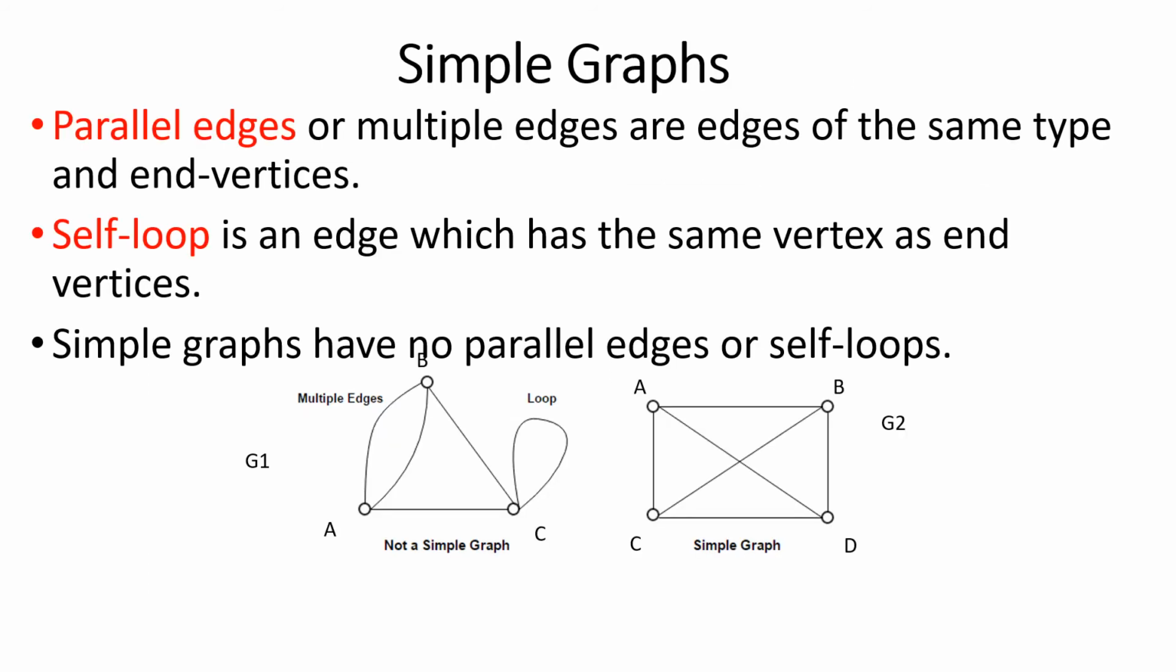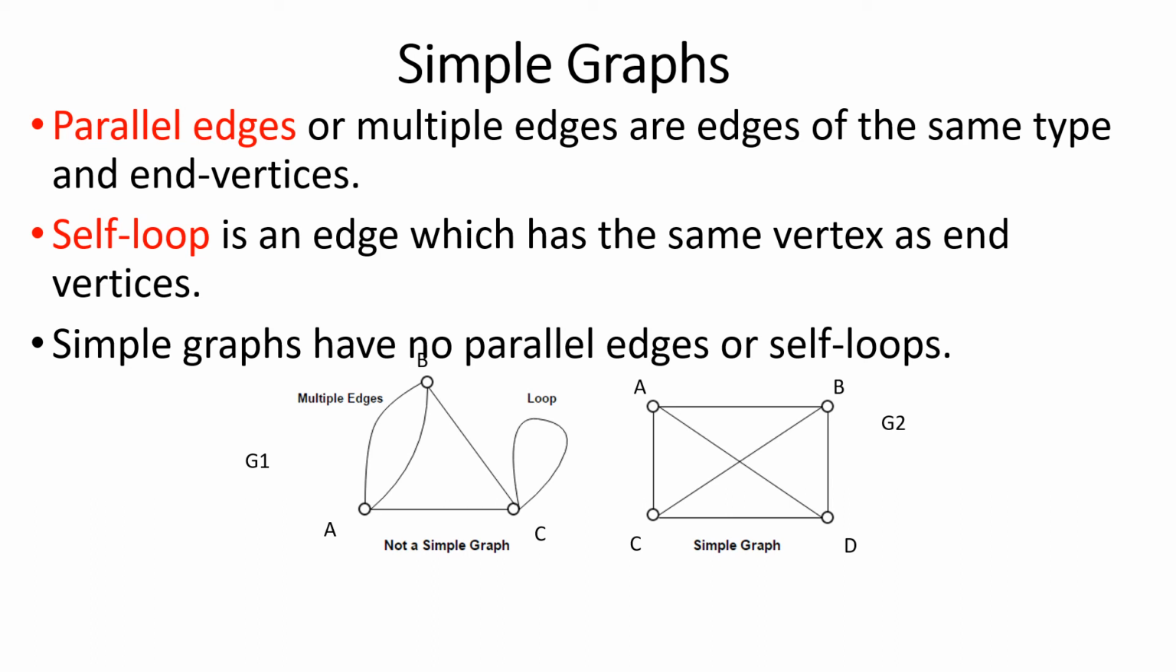Before moving into simple graph, we will first see what a parallel edge is and what a self loop is. In the graph G1, the vertices A and B are connected by multiple edges. As it is an undirected graph, both the edges are of the same type and have the same end vertices A and B. These types of edges are referred to as parallel edges or multiple edges.